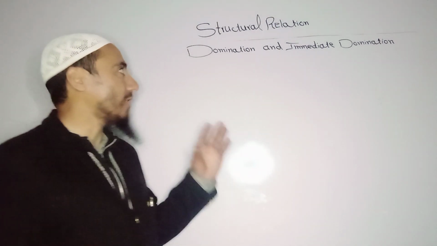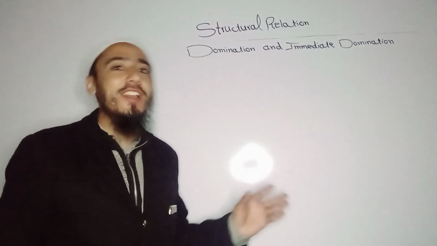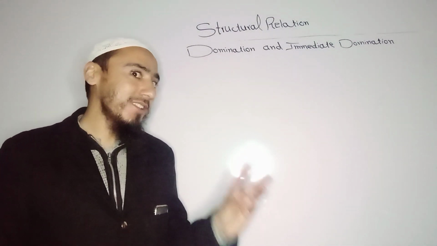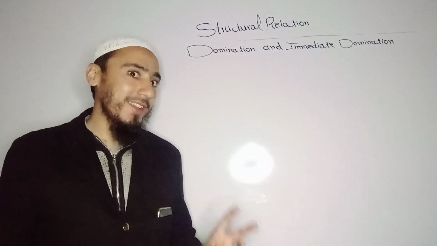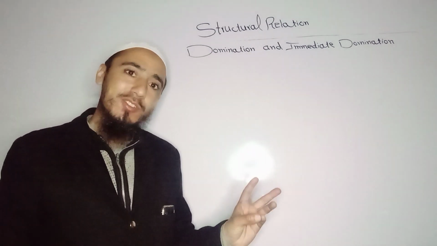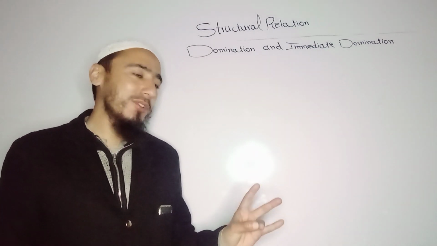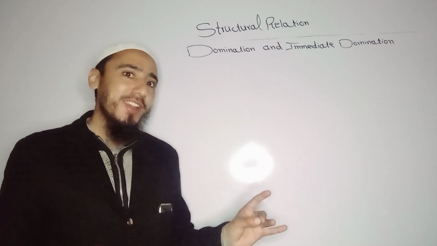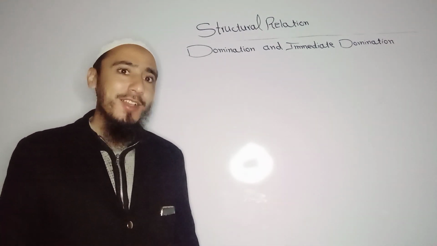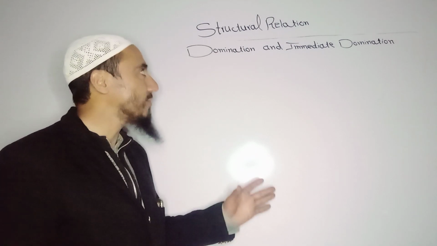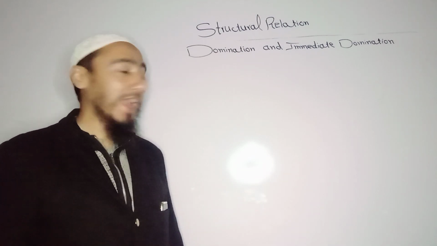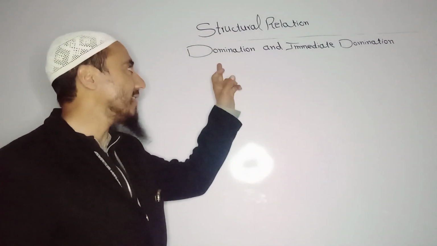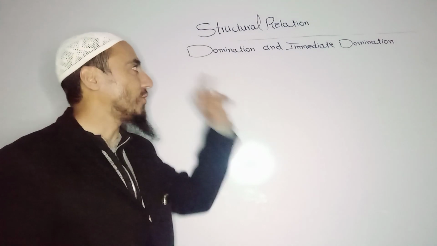Day before yesterday, our topic was about structural relation. And in structural relation, I discussed these topics in detail, like what is node, what is root node, and what is terminating node, non-terminating node, branching node, and non-branching node. So all these were about structural relation. Today we are talking about further discussion in structural relation, and that is the difference between domination and immediate domination.